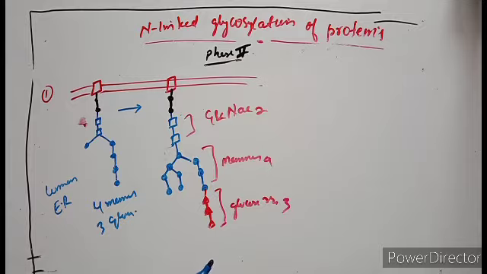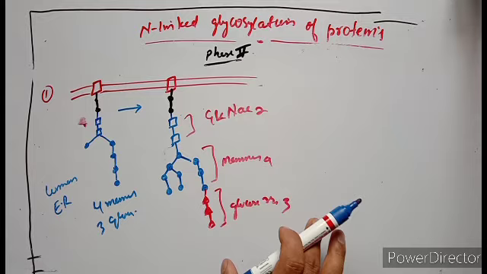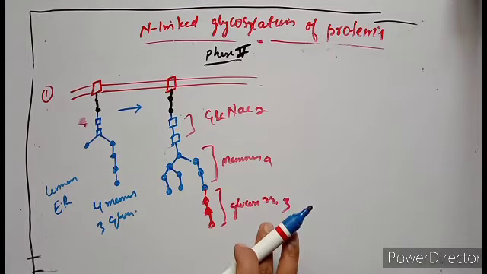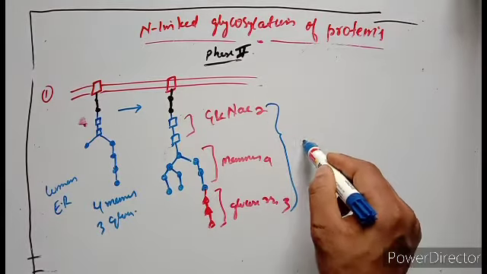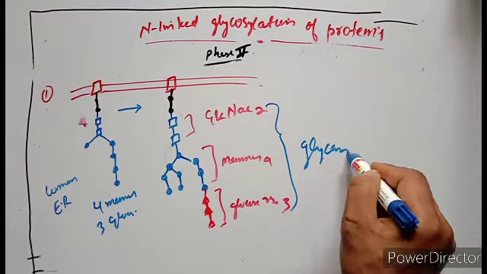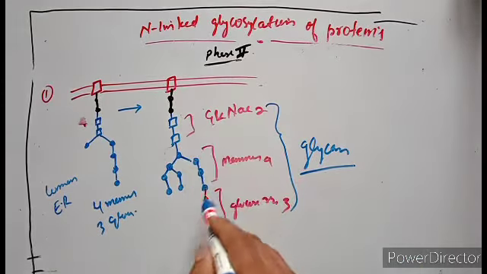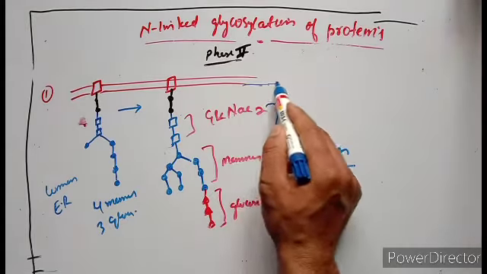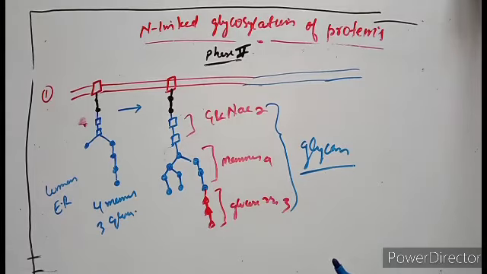Then the next is, once the precursor oligosaccharide is formed, the complete glycan is then transferred to a nascent polypeptide in the lumen of the endoplasmic reticulum membrane. So now this complete glycan is formed. Now this residue is transferred to a nascent protein, mainly the asparagine residue of that particular protein.